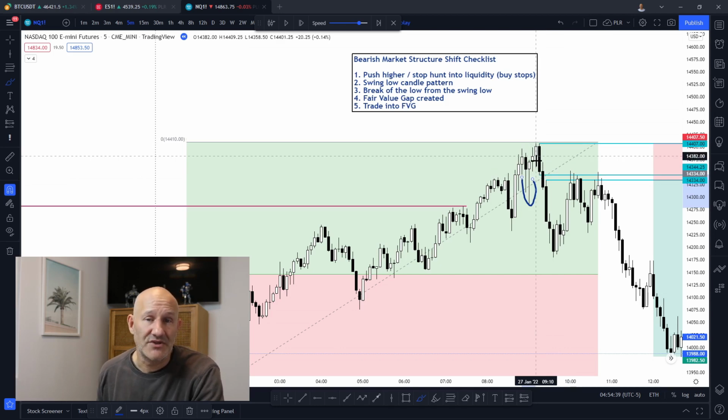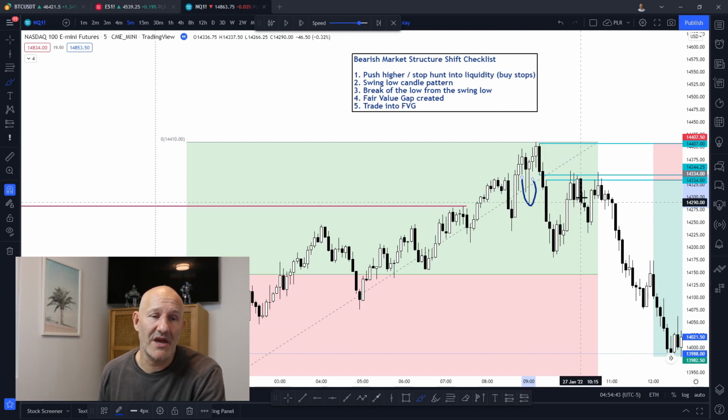Then to get into this trade, we obviously need the market to trade back into that fair value gap. And so we have that happen a few candles after the fair value gap's formed. So you can see the market trades lower. It actually trades lower than all of these lows.